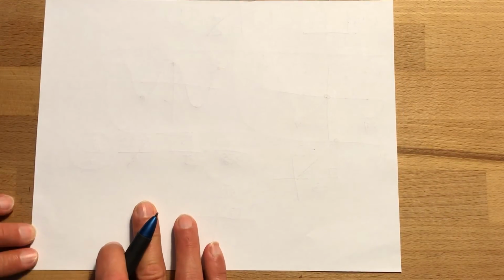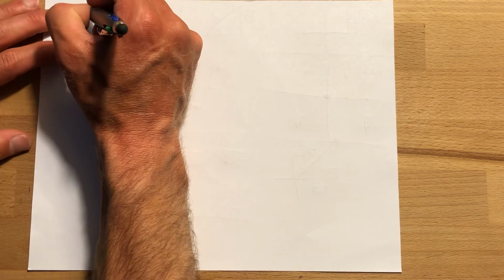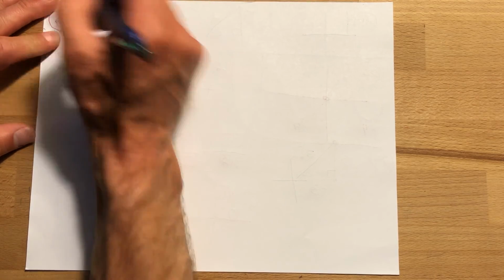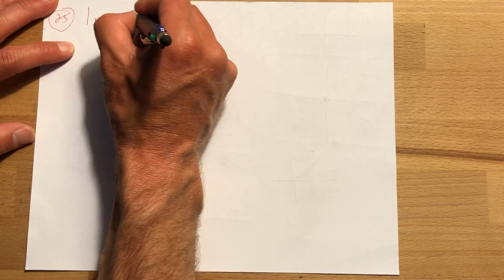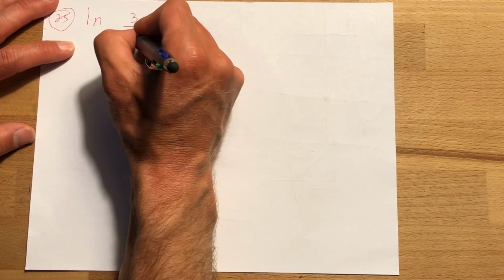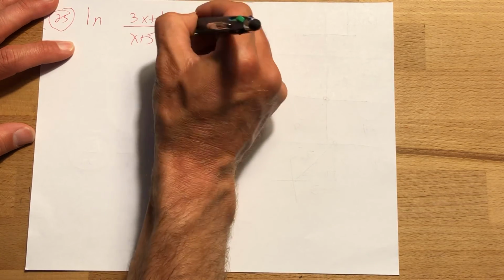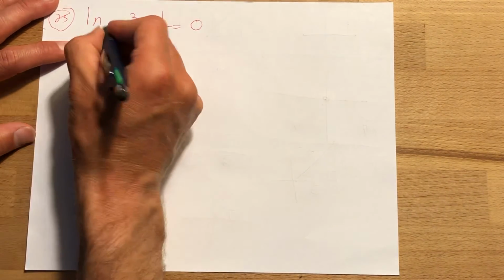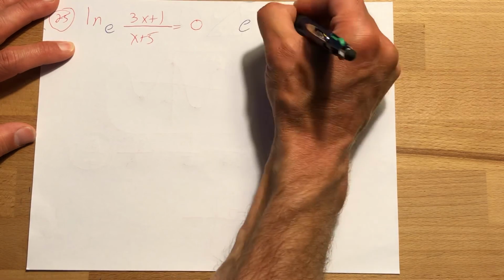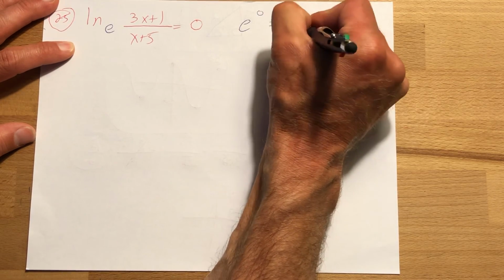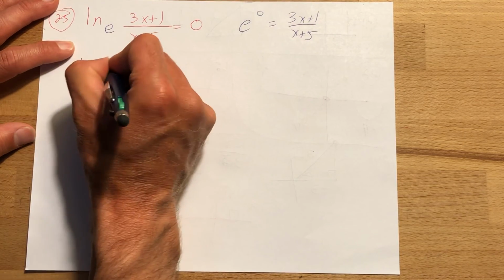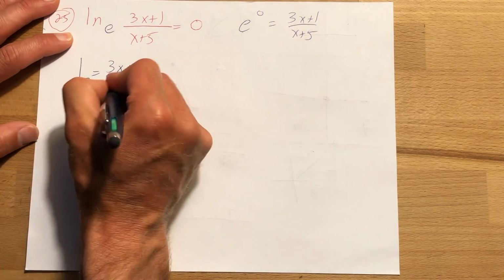Yep, all right. And the very last one, I know when I have properties of logs, I can rewrite number 25 like this. Natural log of 3x plus 1 over x plus 5 equals 0. Now, how do you get rid of a natural log? You rewrite it in exponential form. This is e to the 0th power equals 3x plus 1 over x plus 5. Anything to the 0th power is 1. 1 over 1 equals 3x plus 1 over x plus 5.